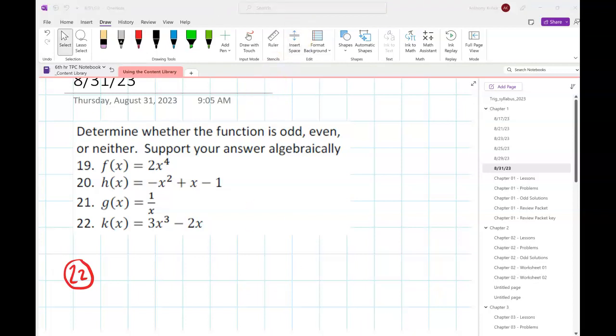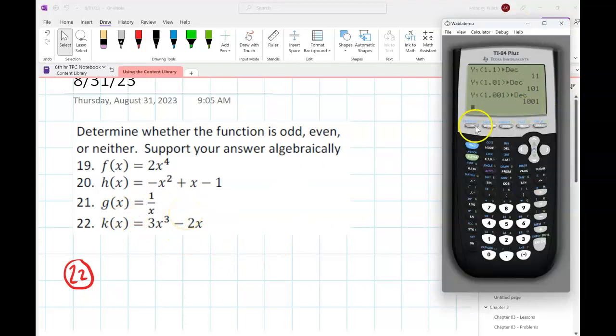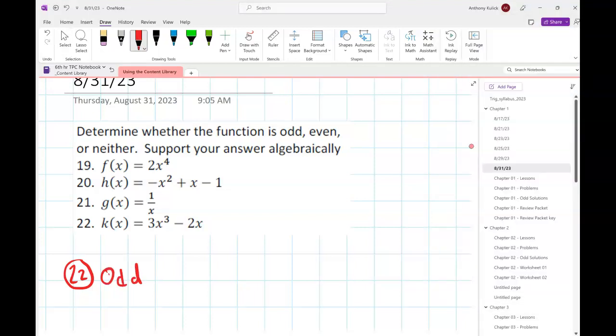So first thing I would do here is I'm going to graph this thing and take a quick peek to give myself an idea whether I should be shooting for odd, even, or neither. So if I look at that, that looks odd to me, right? Because caddy corner are identical. So let's try to do that then.